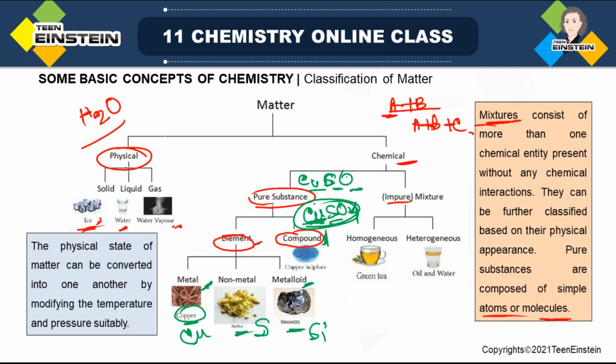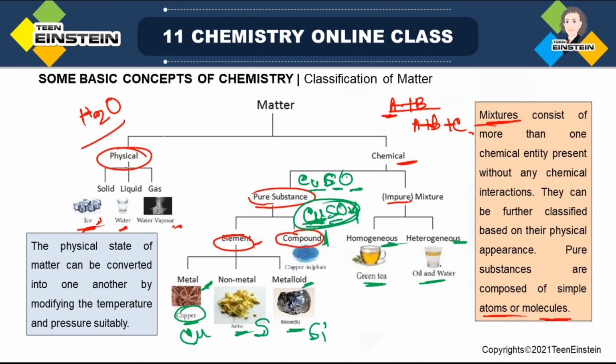Now come to this side, mixture. Here we can have two more subdivisions, homogeneous and heterogeneous. For homogeneous, we have the example green tea, and for heterogeneous, oil and water. If you consider green tea, it appears as just a pale yellow color and transparent liquid. So it seems as if there is no layer separation, right?